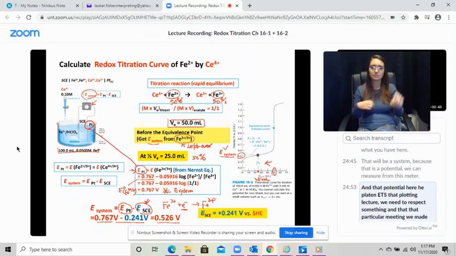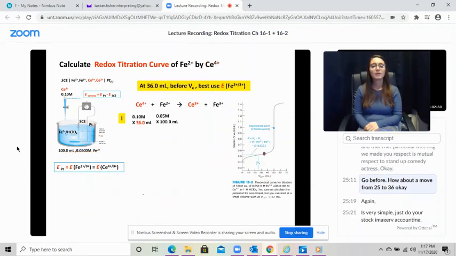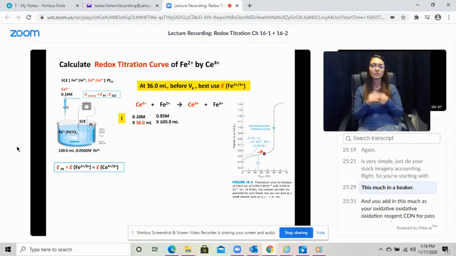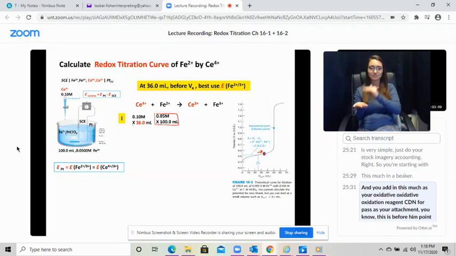Okay, let's go a bit further. How about I move from 25 now to 36? Again, it's very simple. Just do your stoichiometry accounting, right? You're starting with this much in the beaker, and you're adding this much of your oxidation reagent, cerium 4, as your titrant.